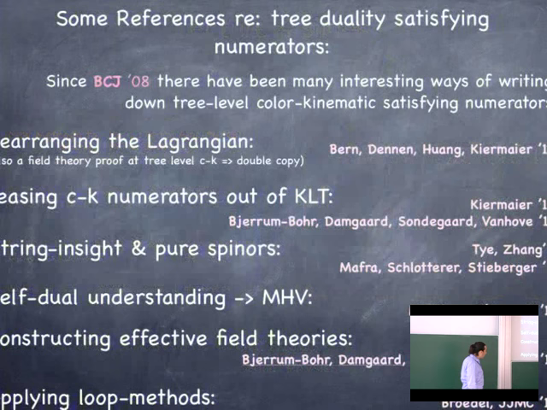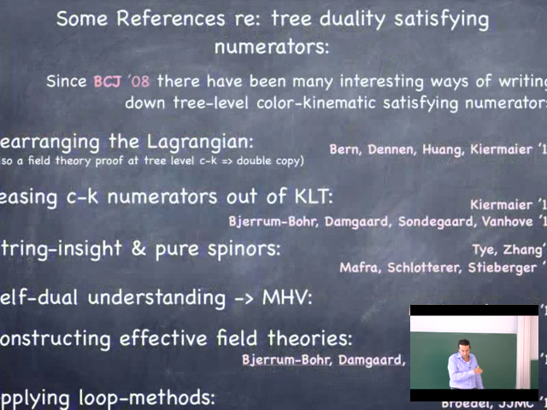They're working on building effective field theories to come up with these kinematic structure constants directly, so that some of the games I'm going to be talking about today, like trying to solve these functional relations by introducing ansatze, no longer have to be played if you have the kinematic structure constants. But what I will also be talking about today is applying loop methods to coming up with these tree duality satisfying numerators.